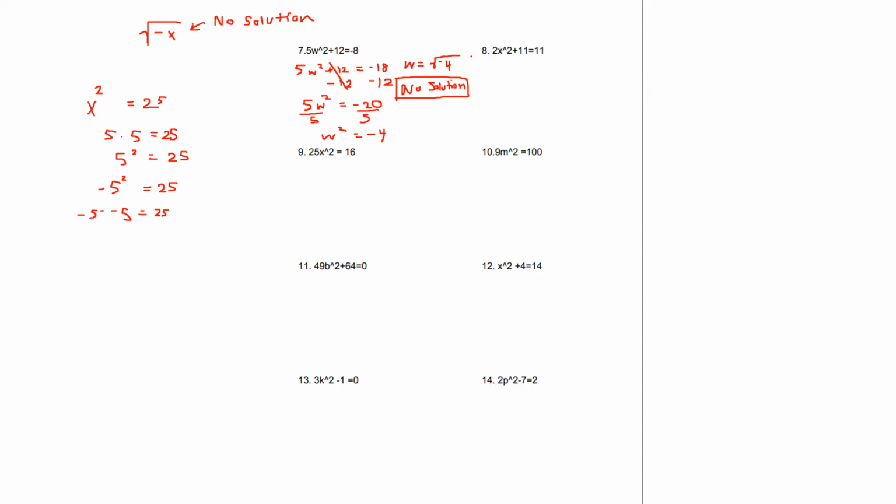Okay. For number 8 here, we have 2x squared plus 11 equals 11. So we need to isolate the x squared by subtracting both sides by 11. So this becomes 0, and 2x squared, or x squared, is going to equal 0. And x is going to equal square root of 0, and this is just 0 for x.